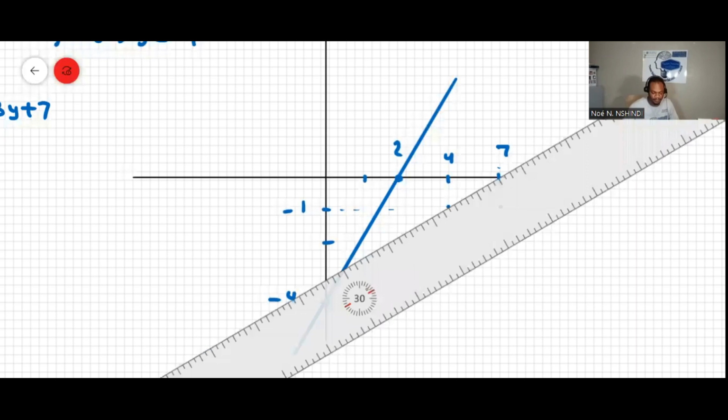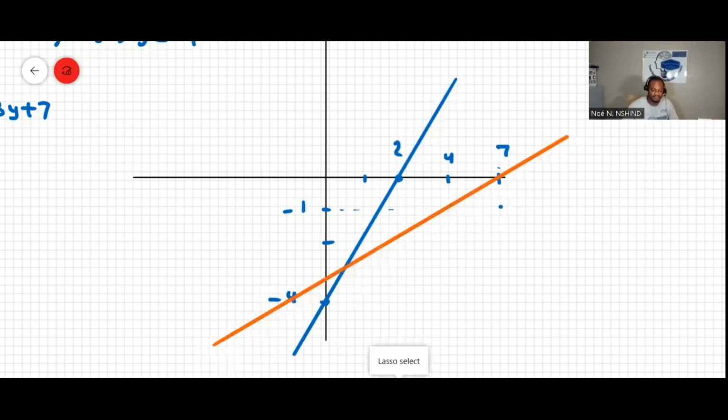I'll change the color. Let's take this one. All right, so this is the point of intersection. This is the line 4x minus 2y equal 8, and the other one is the line x minus 3y equals 7. So this is how the graph may look. This is the point of intersection. Thank you.